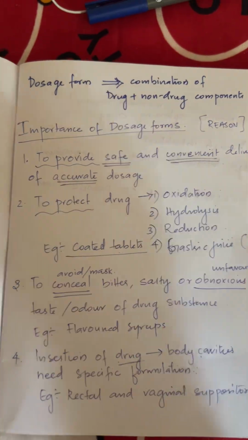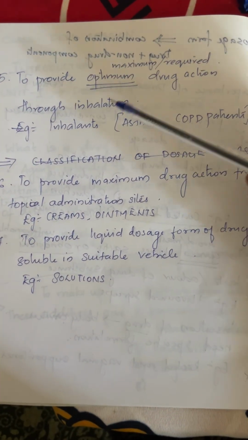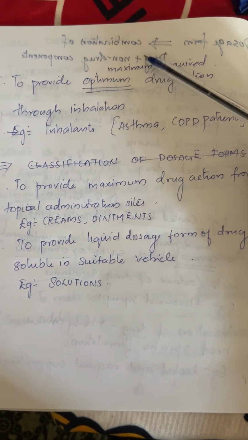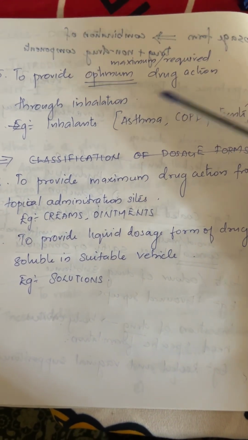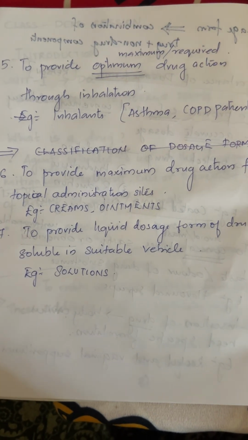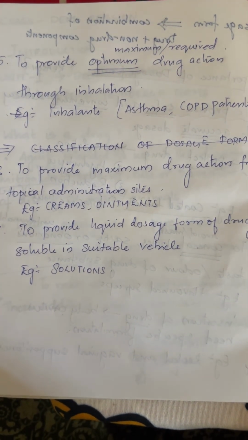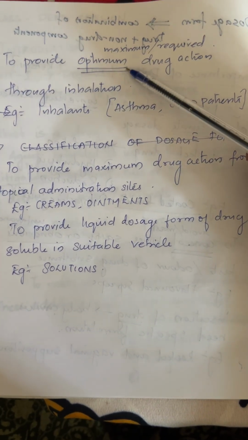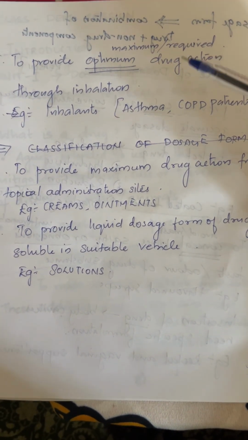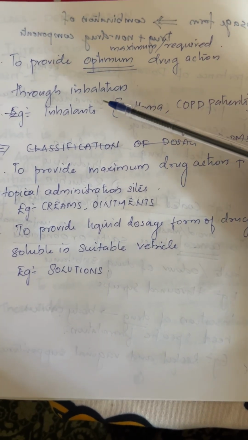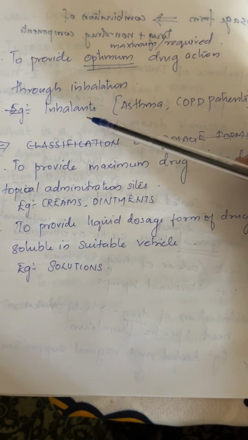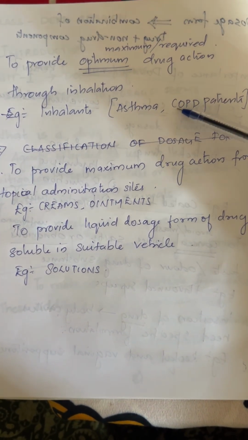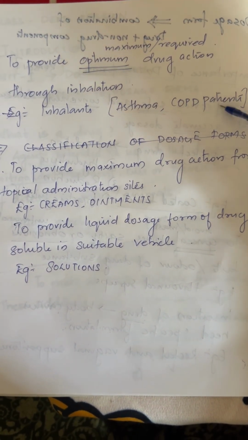And the next point is to provide optimum drug action. Optimum here means maximum or required amount of drug action through inhalation. So when we have a proper amount of drug in a certain dosage form, we can reach the optimum level. Certain drugs are used for inhalation purposes. They are known as inhalants. They are used in asthma and chronic obstructive pulmonary disease patients.